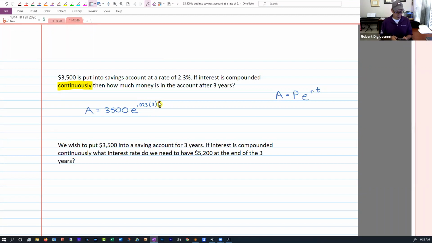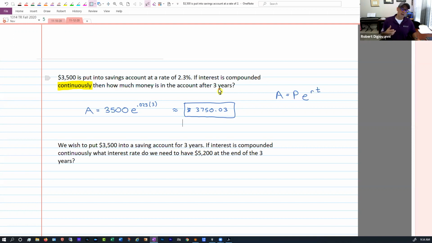I'm going to go ahead and do this on my calculator just to get an answer. I'm not going to go through it in detail, but just so we have an answer: 0.023 times 3. If you did this, you should get approximately $3,750 and like 2 or 3 cents, something like that. Okay, so we know how to do that. If we know the amount of money that's going in, we know the interest rate, and we know how long it's going in for, we can determine how much would be there at the end.